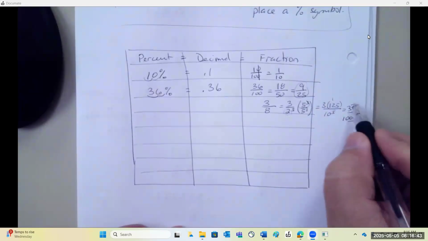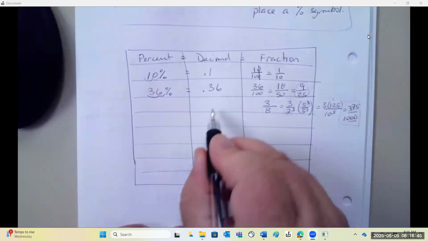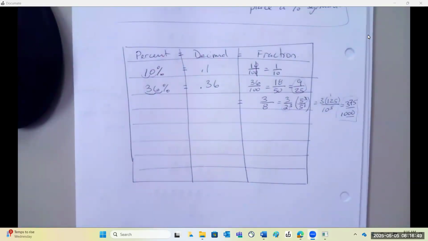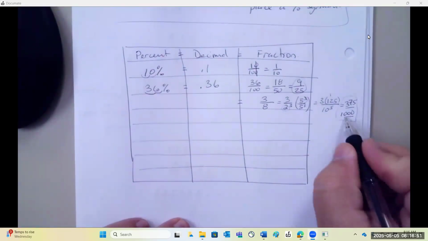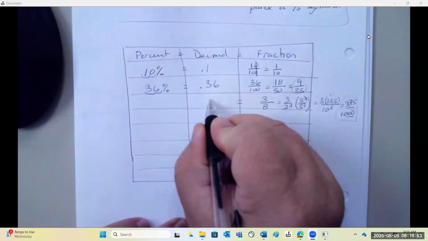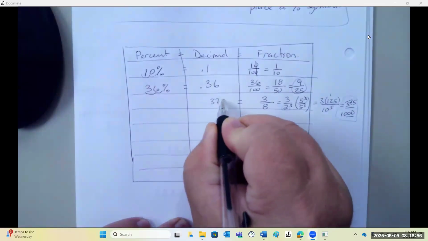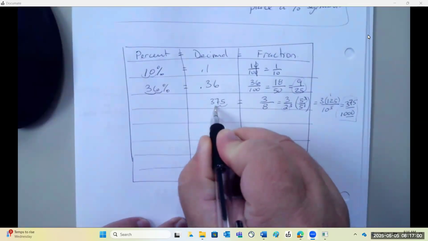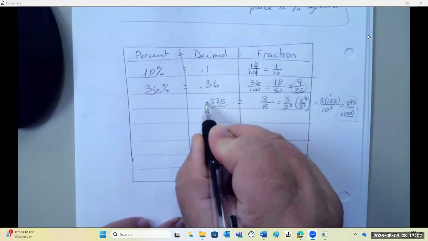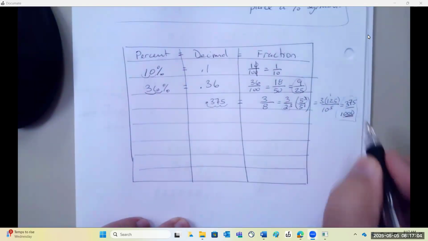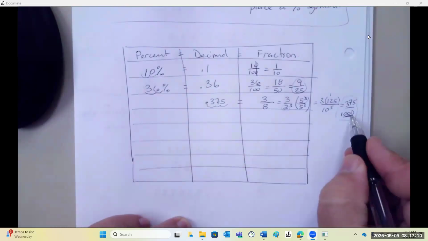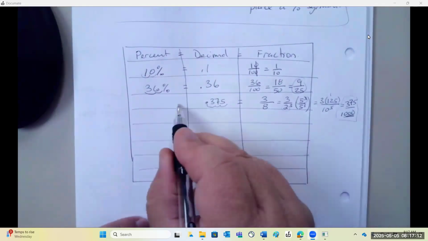So, since this is my fraction, what is my decimal equivalent? Right. Because there's 3 zeros, I take 375, the decimal's here, and I move it 3 to the left, because there are 3 zeros. If there were 5 zeros, I'd go 2 more spaces.